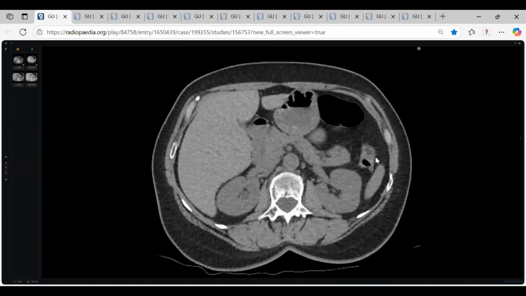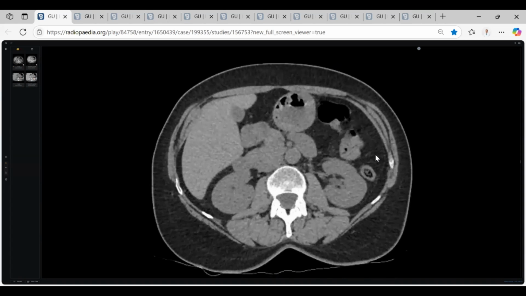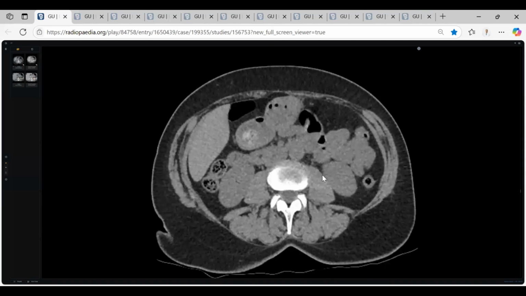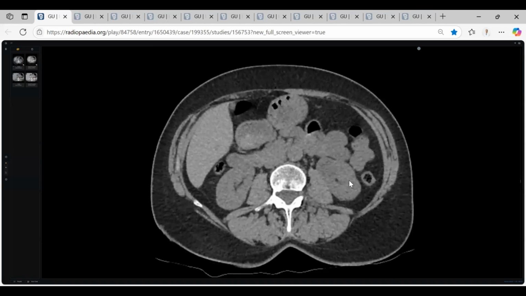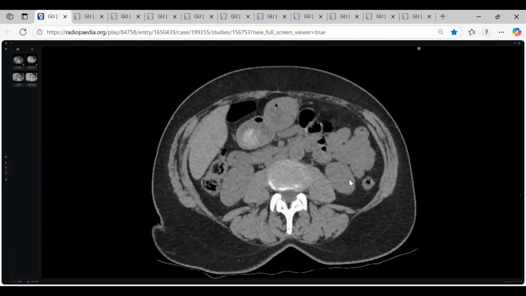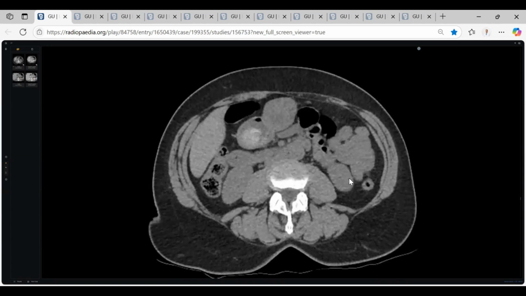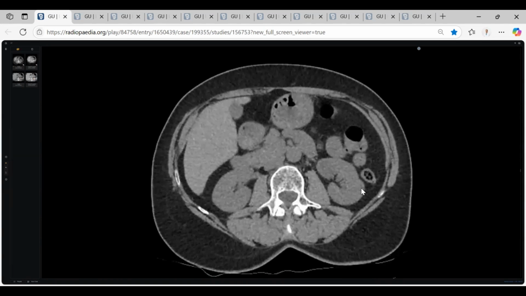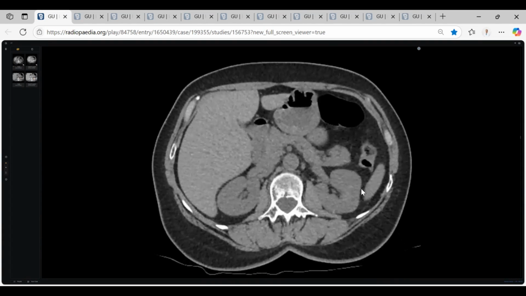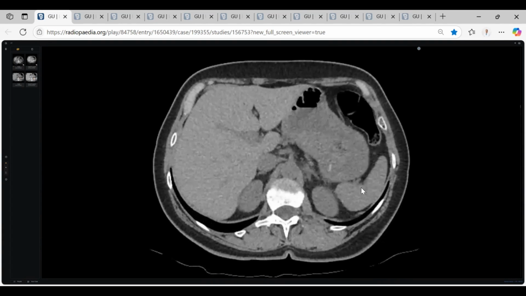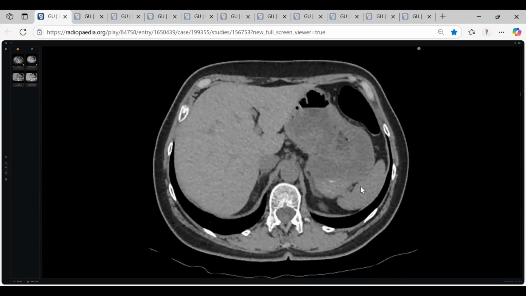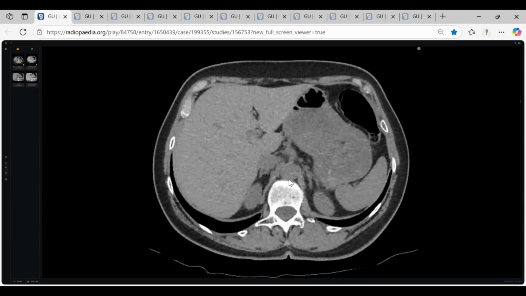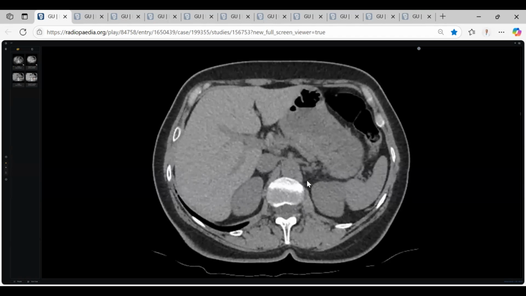On scrolling down, I could see an isodense lesion involving the anteromedial cortex of the left kidney in the interpolar region. I cannot appreciate any fat density or calcification within the lesion. The renal size appears to be preserved. I'm going superiorly to see the adrenal gland. Adrenal glands show normal morphology bilaterally. I couldn't appreciate any focal lesion. There was a small retrocrural lymph node.